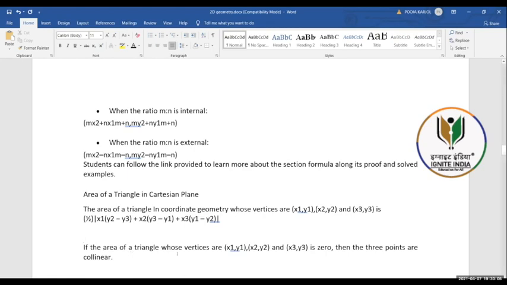If the area of a triangle for the vertices x1, y1, x2, y2, and x3, y3 is 0, when you put the formula you get 0, that means the three points are collinear. Okay, what does collinear mean? Same line. Yes, in the same line. That means those three points will form a straight line. That's why they cannot form a triangle.